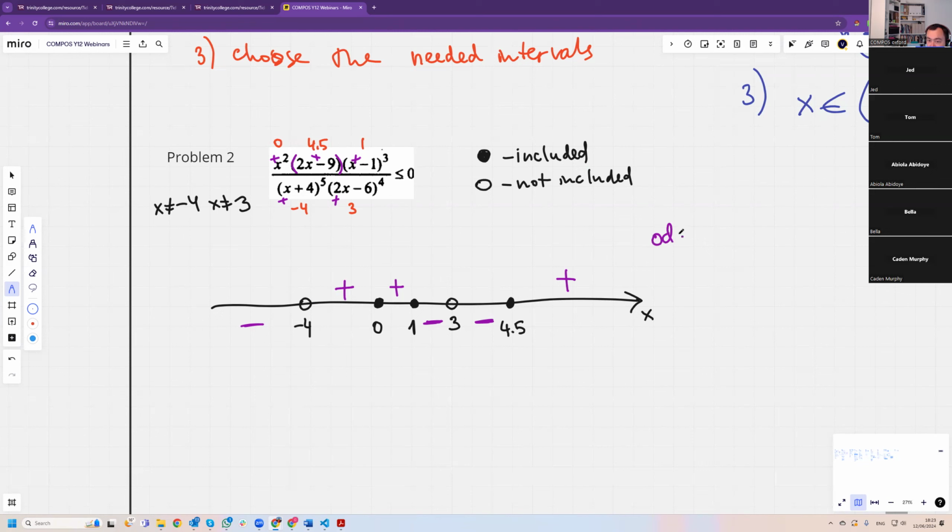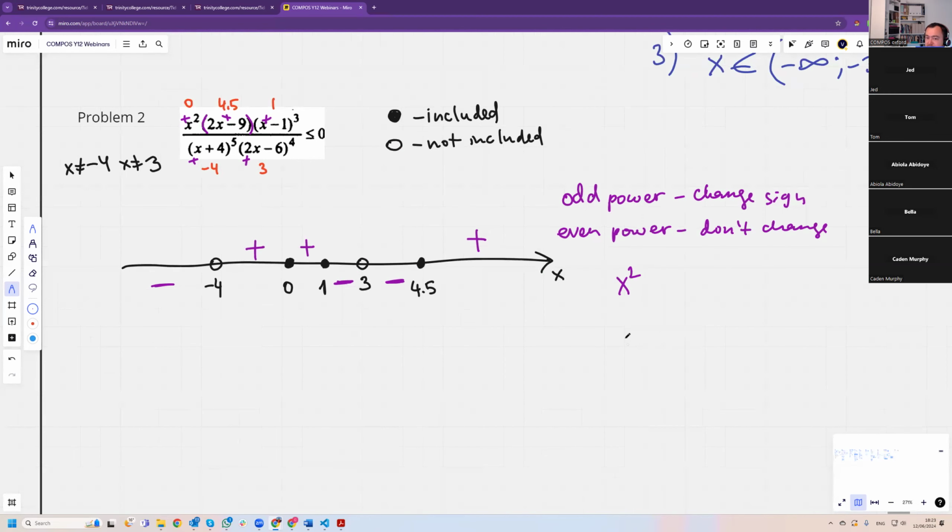So bottom line is odd power, change of sign. Even power, don't change. And that makes sense. Like x squared doesn't change sign at 0, right? X squared stays positive, right? Always stays positive.